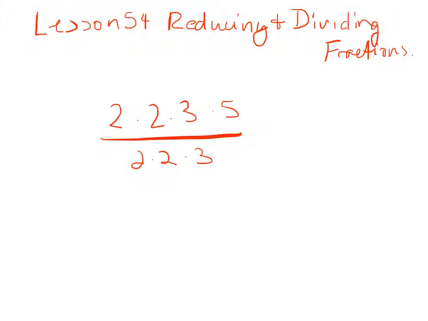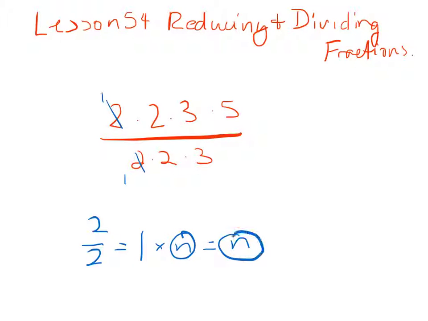What we can do here when we have factors like this over each other is we say they cancel each other out. Because we know that 2 over 2 equals 1, and 1 times anything will always equal whatever number we multiply it by. So they cancel each other out. So here's another 2 and a 2, and that makes 1 and 1. The 3 cancels out the 3, and that makes 1 and a 1.